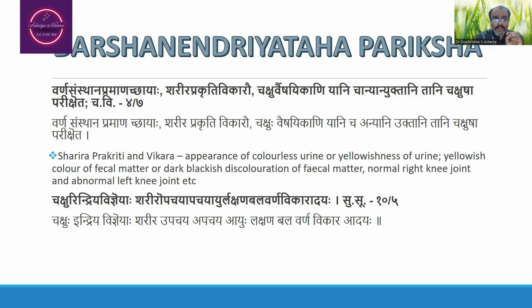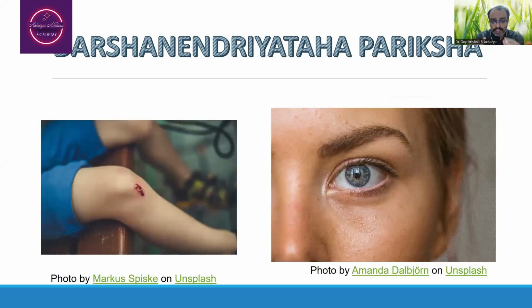This we will be examining with a few examples. For example, in this particular occasion, the extreme left image shows the person is having bleeding in the knee joint. There may be a possibility of external trauma. This may indicate damage to the skin of the right knee joint. This can be analyzed by Darshanendriya itself.